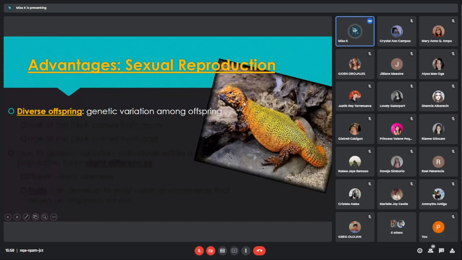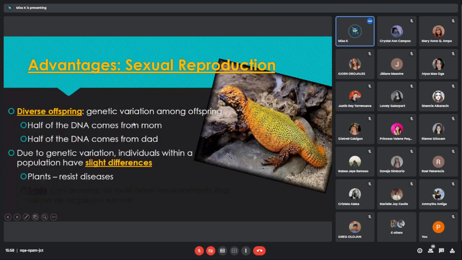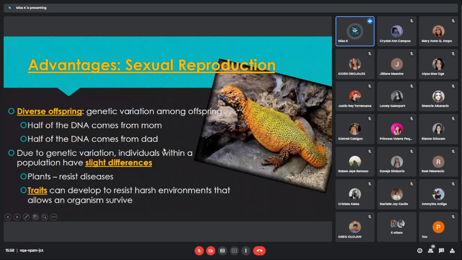So the advantage of sexual reproduction is variation, which we discussed a while ago: genetic variation. If the genes of your parents are different, there will be variety in your genes. But if their genes are the same, then the same genes will also be passed on to you. So there is variation in sexual reproduction. Half of the DNA comes from the father and the other half comes from the mom. Okay? So there are differences in the population. But these differences can fight diseases and can also develop traits that are adaptable to the current environment.